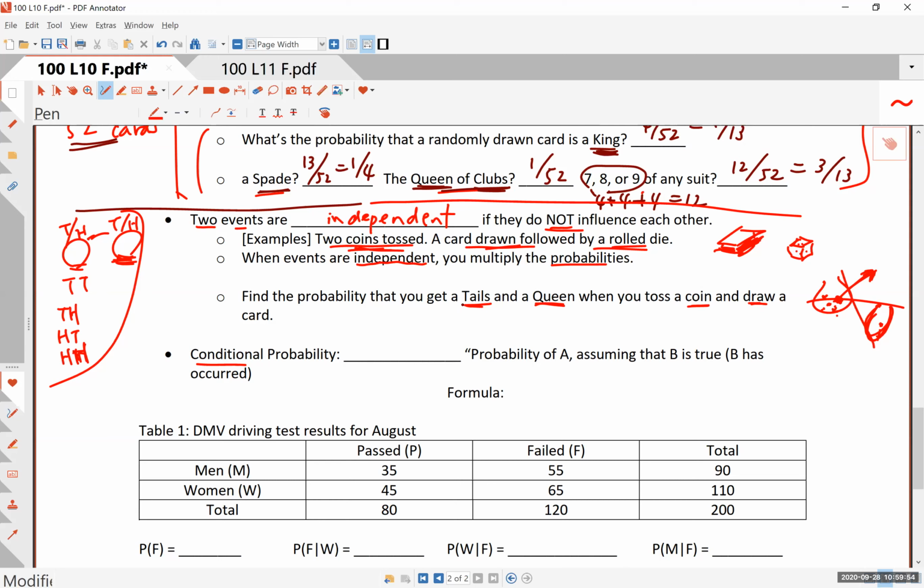What is the probability that you get a tail? That's 1/2. What is the probability you get a queen when you draw a card from a standard deck of cards? That's 1 out of 13. And so what is the probability that you get a tails and a queen when you toss a coin and draw a card? The answer is you multiply these two fractions, and the answer turns out to be 1 out of 26. Okay, so that's how you can calculate the probabilities if two events are independent of each other.